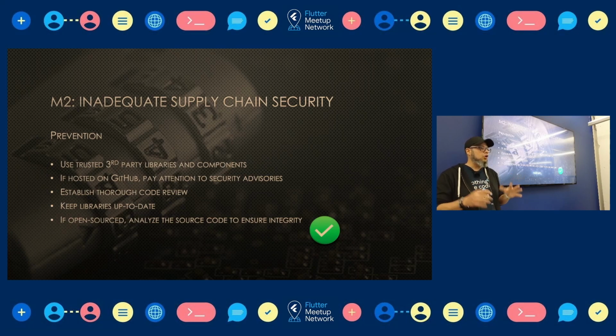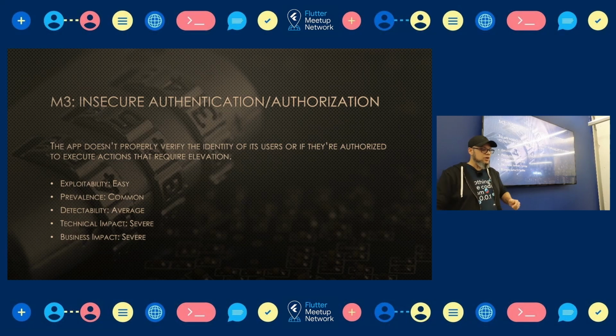And keep all of your libraries up to date, because sometimes a vulnerability is found in a version of the library, but it's updated in a version afterwards. And if you keep your libraries updated, you're covered. Next one is, there's no code samples for this one because all you need to do to prevent M2 is to keep your libraries updated.